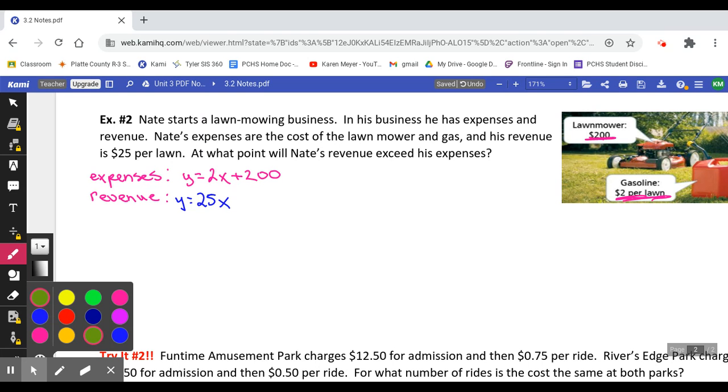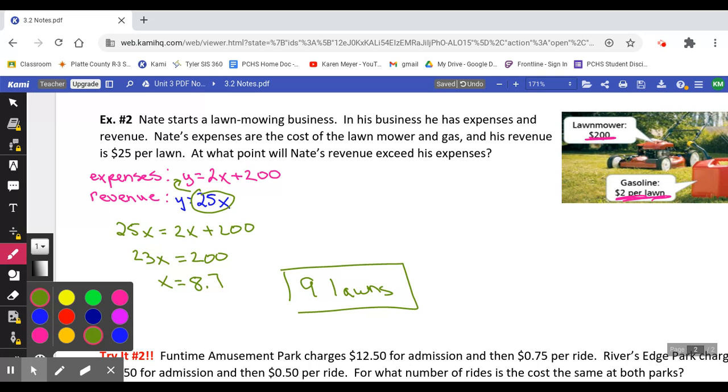So now let's go ahead and start substitution. I'm going to choose to take the bottom one and plug it into the top one for y. So 25x equals 2x plus 200. Move your 2x over and subtract it. So 23x equals 200. Divide that and you get x equals 8.7. But you can't do 0.7 of a yard, so we're going to have to go ahead and round that up and say he would have to mow 9 lawns.